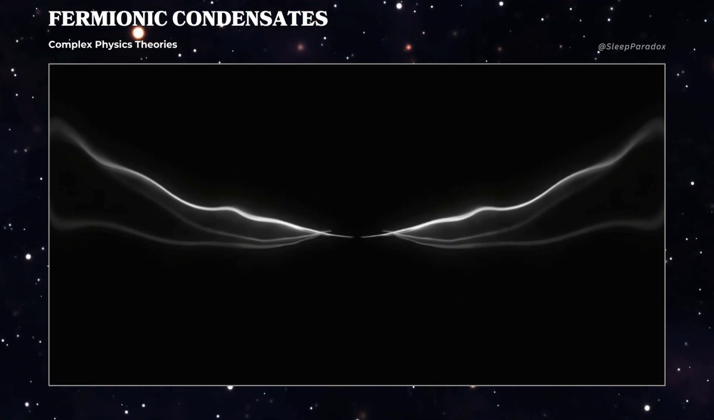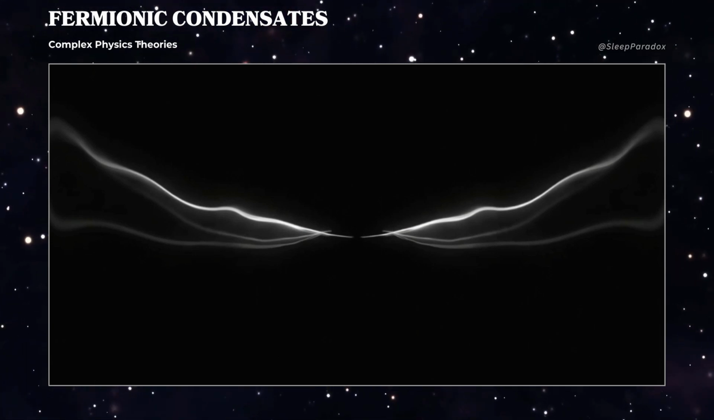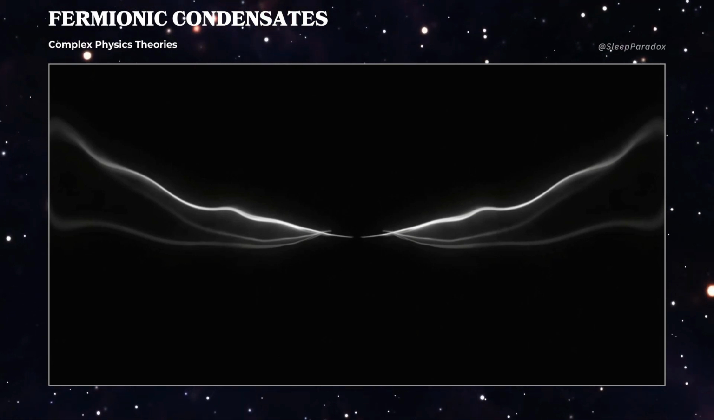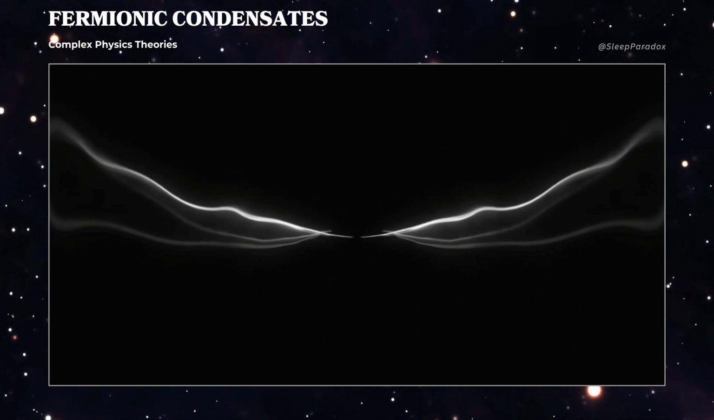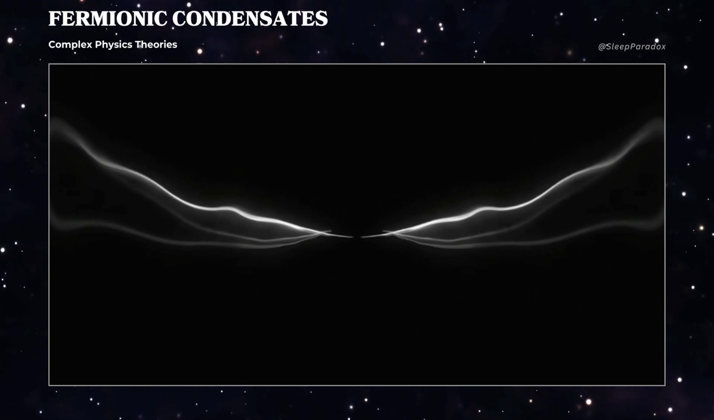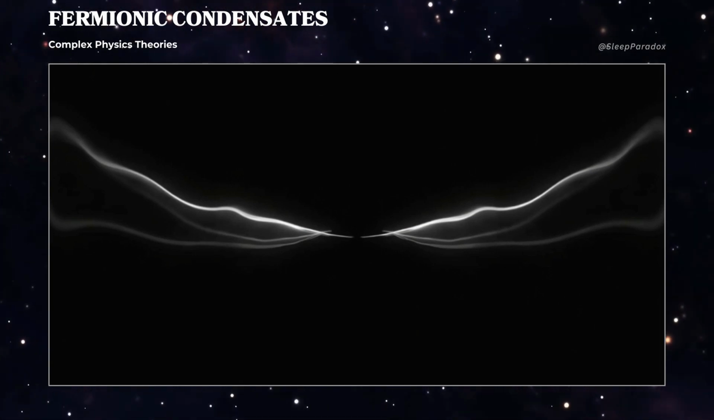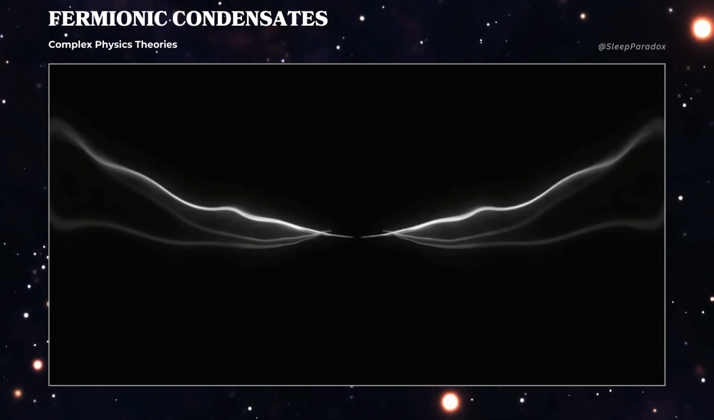The first fermionic condensates were created in the early 2000s, using isotopes of potassium and lithium. Physicists used lasers and magnetic traps to cool the atoms and manipulate their interactions. What they observed was a smooth transition from a gas of individual fermions into a paired superfluid state, a fermionic condensate.